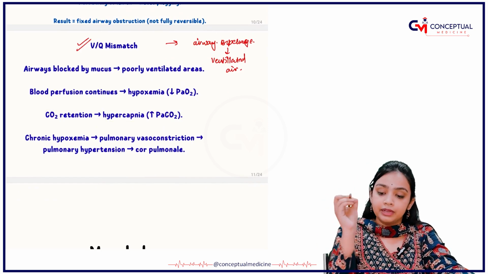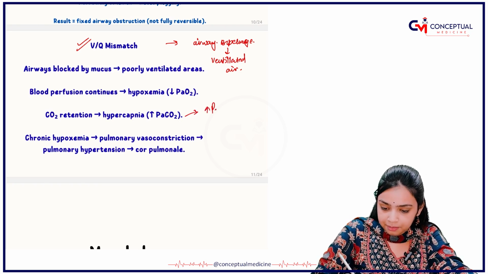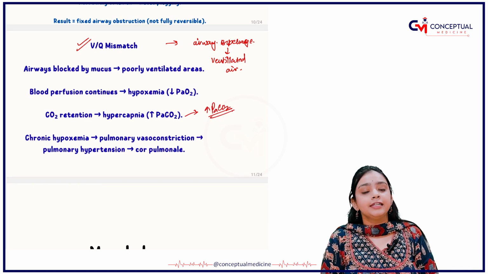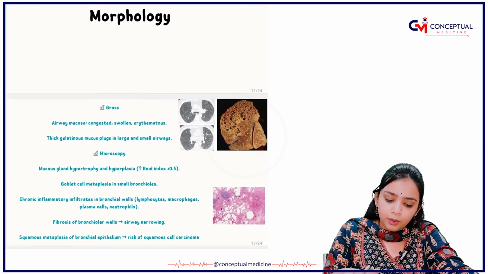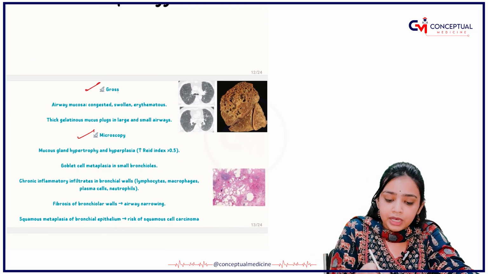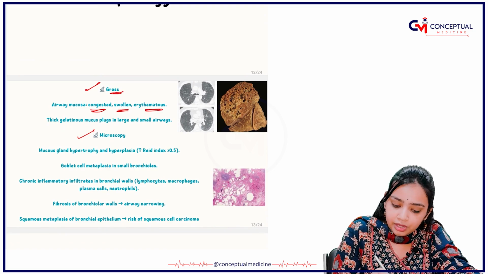Hypercapnia means there will be an increase in the PaCO2, the partial carbon dioxide level. Okay, next, what is the morphology? In the morphology, you have the gross feature and the microscopy. In the gross, you will be able to see congested, swollen and erythematous airway.